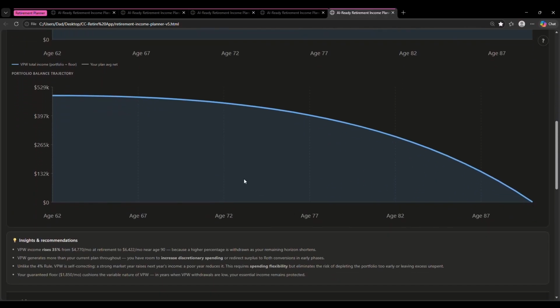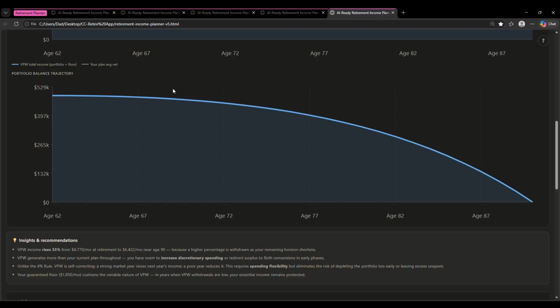And the next chart here, the portfolio balance trajectory. The portfolio balance chart shows the smooth drawdown to zero. Contrast this with the 4% rule chart. Under 4%, capital often remains at death. Under VPW, it's deliberately consumed, which means you use up all your money, you just don't want to leave any unspent. The insights section will tell you whether VPW is a good fit for your spending pattern.